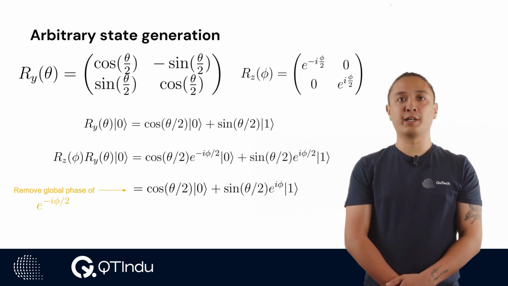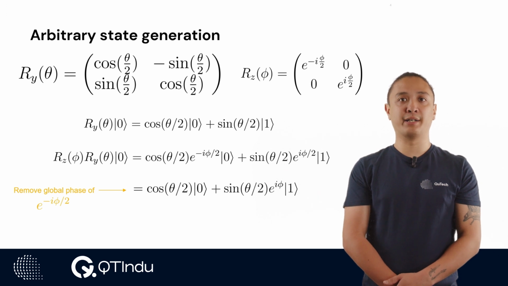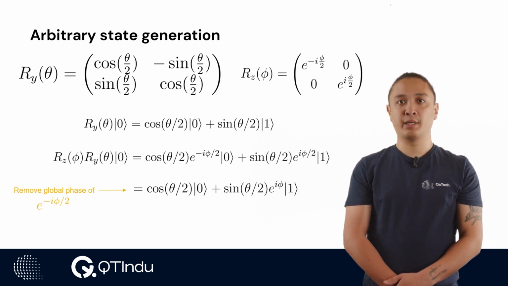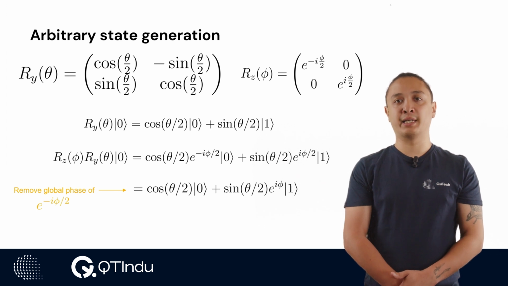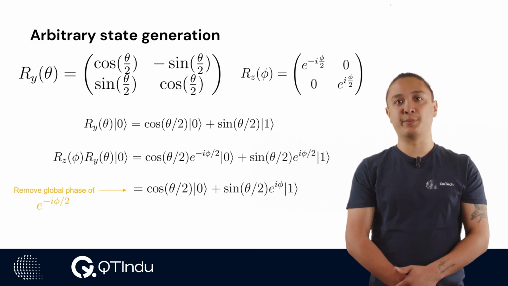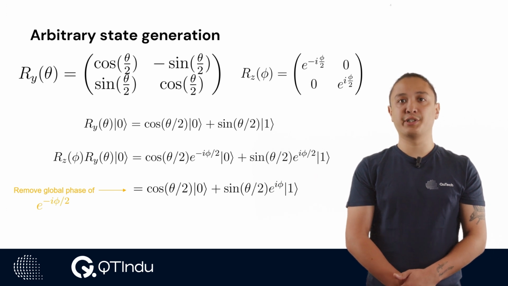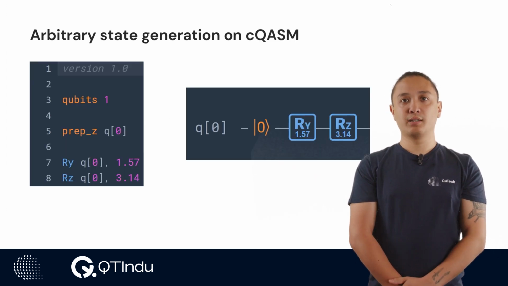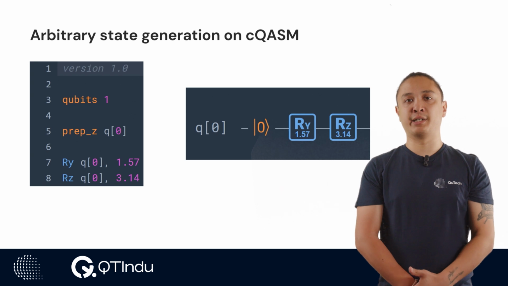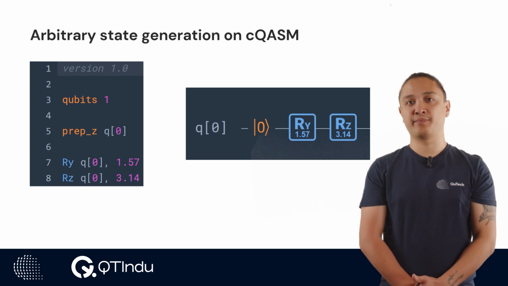If we remove a global phase of e to the minus i phi over 2, we will obtain the state that we want. Here, we have shown mathematically how to obtain any arbitrary qubit state on the Bloch sphere by utilizing 2 rotations, starting from an initial state of 0. Now, we will show how to generate an arbitrary qubit state on cQASM.